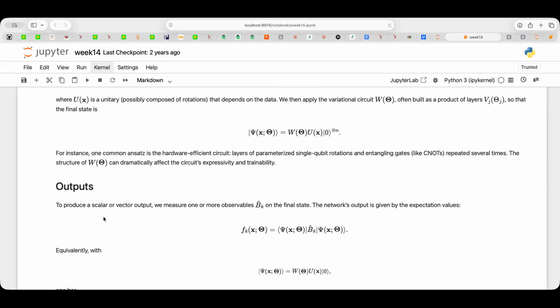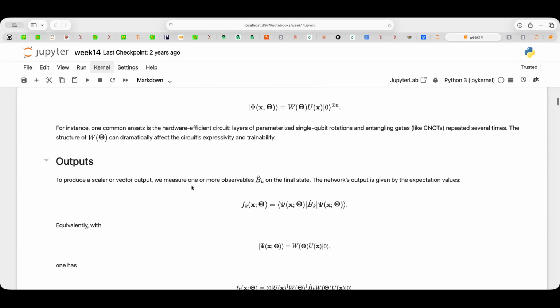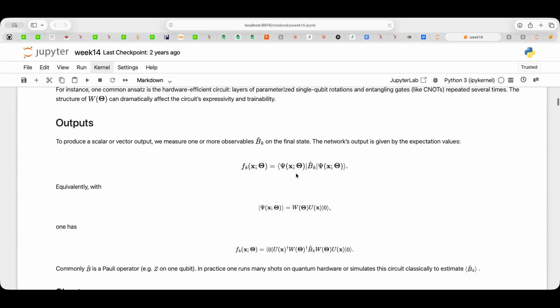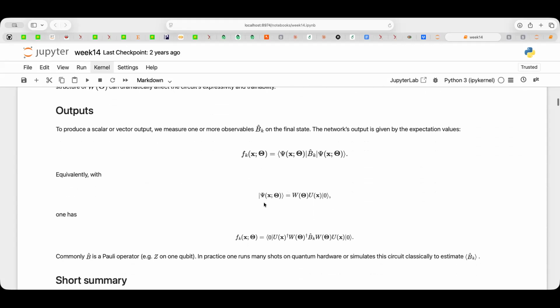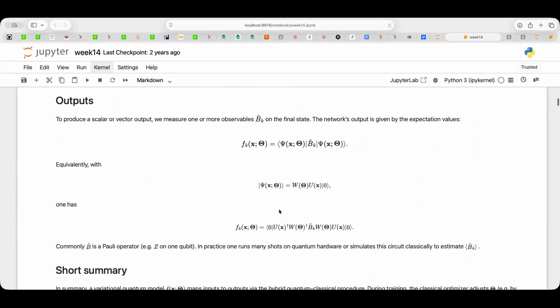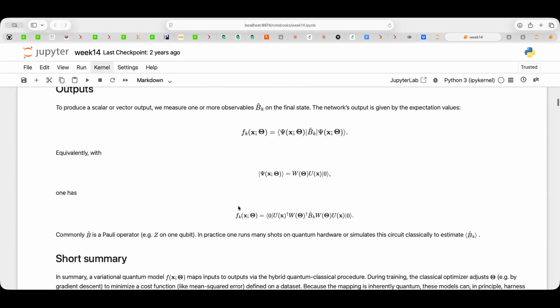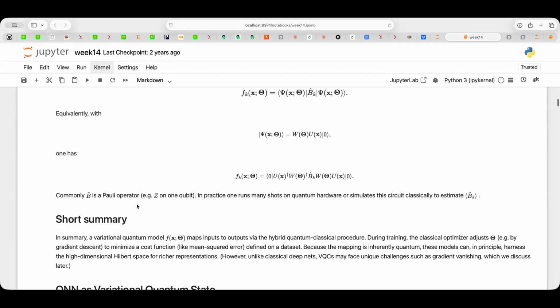And the output is normally a scalar or vector output, where we measure one or more observables on the final state. So the typical output of this kind of variational quantum circuit is given by this expectation value here, where the state is now given by the way we encode the information and the variational parameters which we're going to optimize. So if we are looking at a specific observable B_k, which could be just one of the Pauli gates, then this is the quantity which we would have to evaluate. And commonly this B is a Pauli operator.